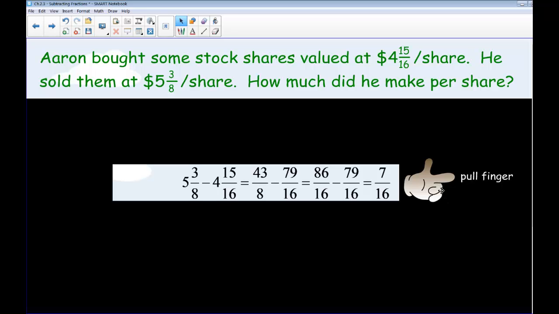Hopefully he has lots of shares so that he can actually make some money. So hopefully this section has helped you learn how to subtract fractions.